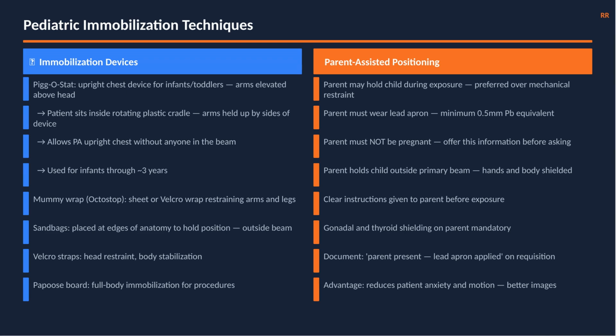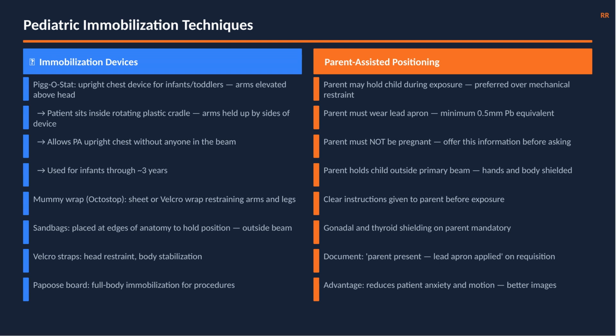Pigg-O-Stat, designed specifically for upright chest radiography in infants and toddlers. The child sits inside a rotating plastic cradle with the arms elevated by the device sides, clearing the lung fields. Produces a PA upright chest without anyone in the primary beam. Standard for infants through approximately 3 years of age. This is the most commonly tested pediatric immobilization device on the ARRT.